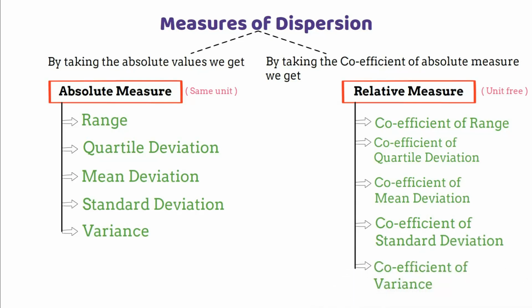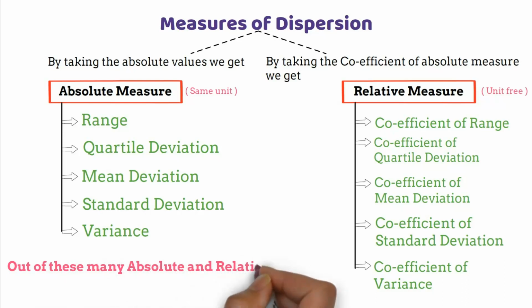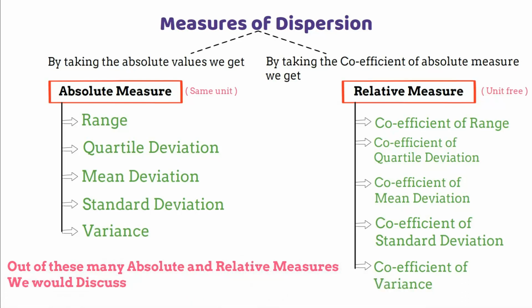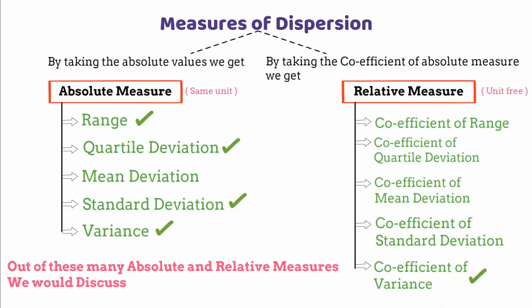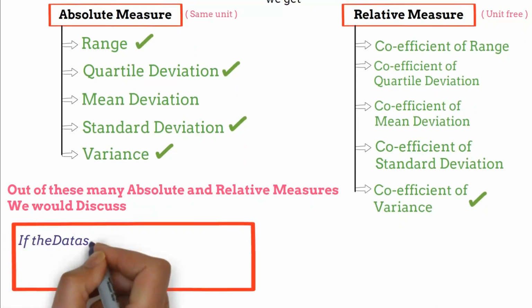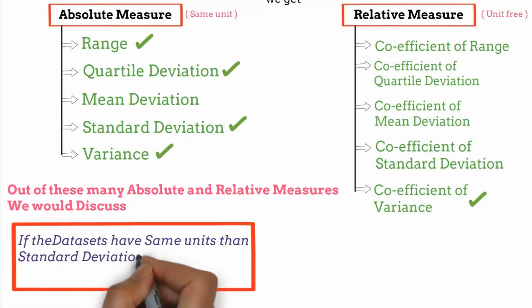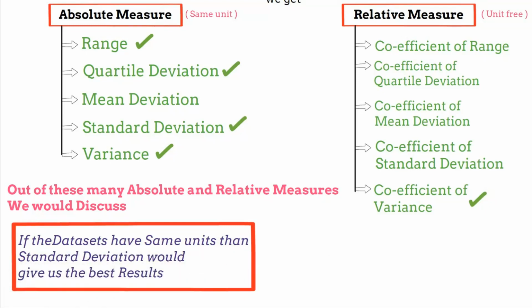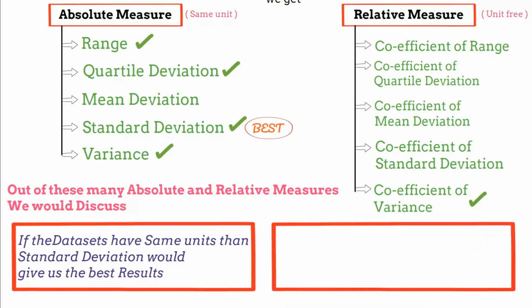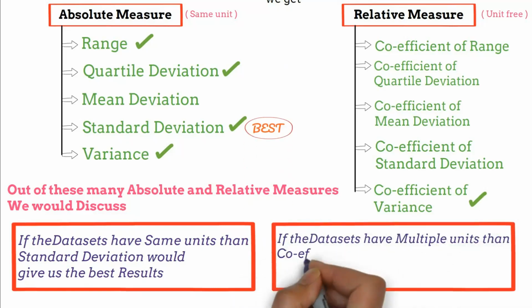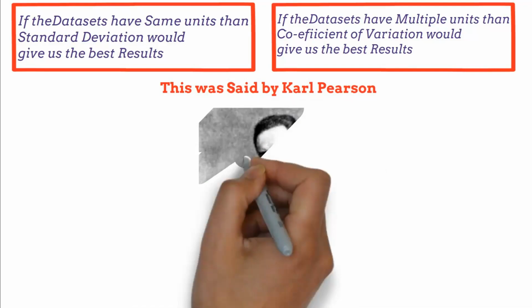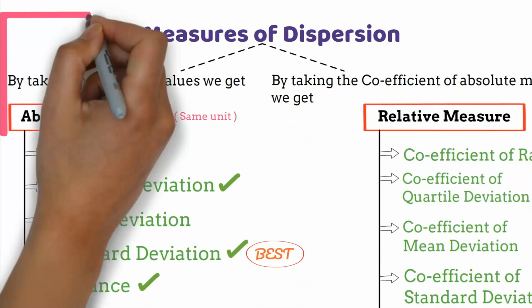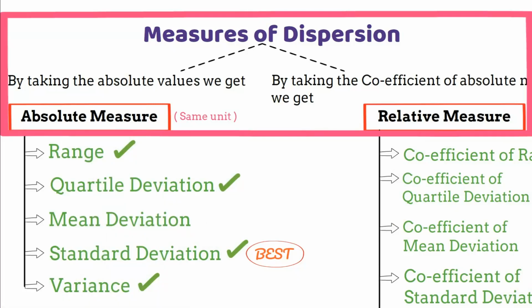Out of these many absolute and relative measures, we will discuss range, quartile deviation, standard deviation, variance, and coefficient of variation. If the data sets have the same units, then standard deviation gives us the best results. If the data sets have multiple units, then coefficient of variation gives us the best result. This was said by Karl Pearson. In our next video, we are going to discuss more on measures of dispersion, absolute and relative measures.